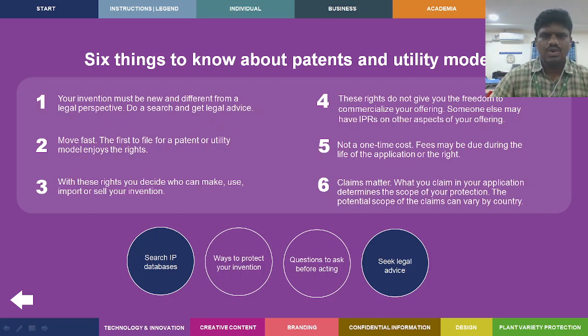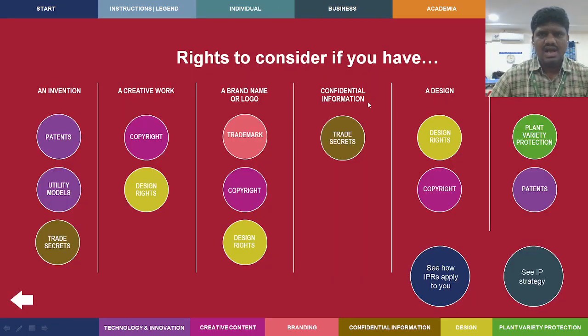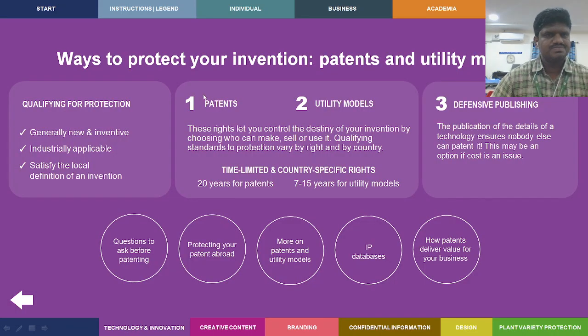Okay, so this is about the different types of patents. Understand? Here I divide the patents: individual patents, business patents, academic patents. Again, we have different types of IPRs, intellectual properties. I already explained. I will explain one by one. Next, technology and innovation. What is the technology? I already told you, the first one is patents, next utility models, then defensive publishing, right? So protect your patent.